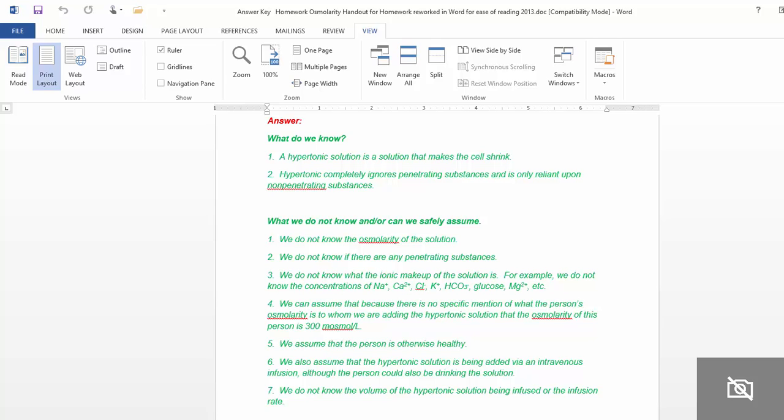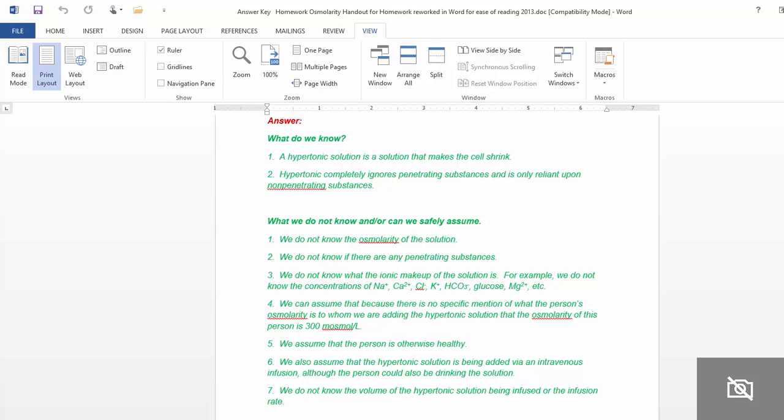Now, it's a hypertonic solution. In a hospital, it would be isotonic. Okay? So you can make some assumptions based on that. So you could write down, we know that it's sodium chloride. If you know it's sodium chloride, then you also know what, about at least one of the substances? Sodium chloride is what type of substance? Is it penetrating or non-penetrating? It's non-penetrating. So you could write another one that says it's non-penetrating.